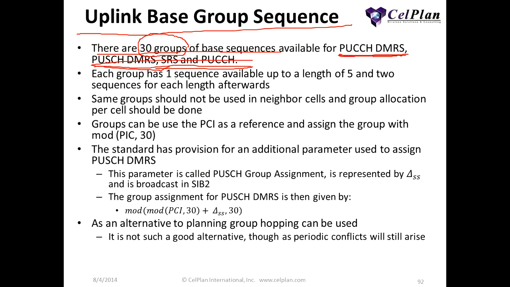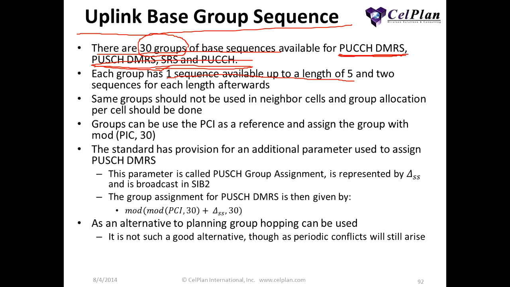Well, we will explain this better here. It's hard to phrase, but each group has one sequence of length 1, 2, 3, 4, and 5. Then it has 2 sequences for every length above 5 up to 100. And of course the final length to be used depends on the bandwidth.